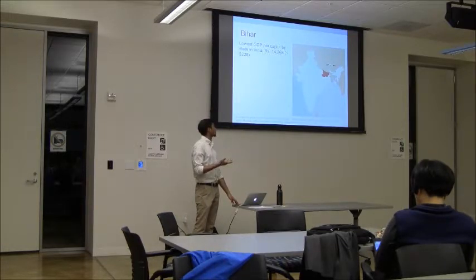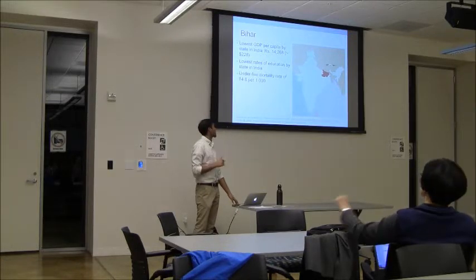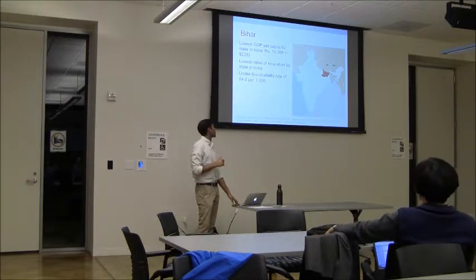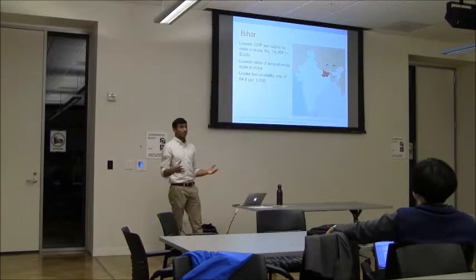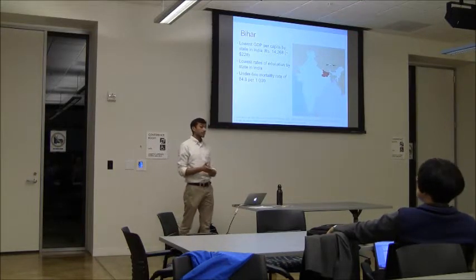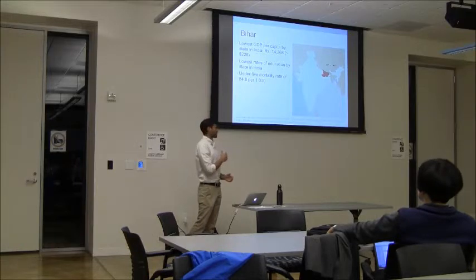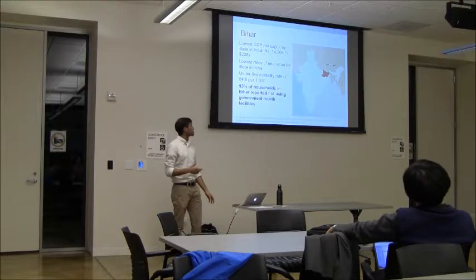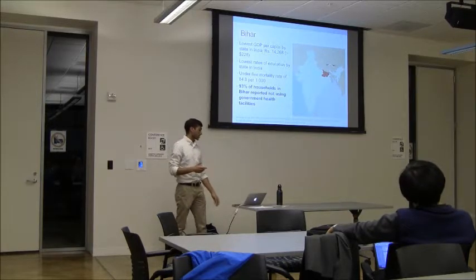And Bihar is one of the poorest states in India, and has some of the lowest rates of education, and its under 5 mortality rate is about 84.8 per thousand. Just as a reference, in the US, our under 5 mortality rate is about 7 per thousand. So that is a lot higher, it's pretty significant. And in Bihar, 93% of households report not using government health facilities at all.